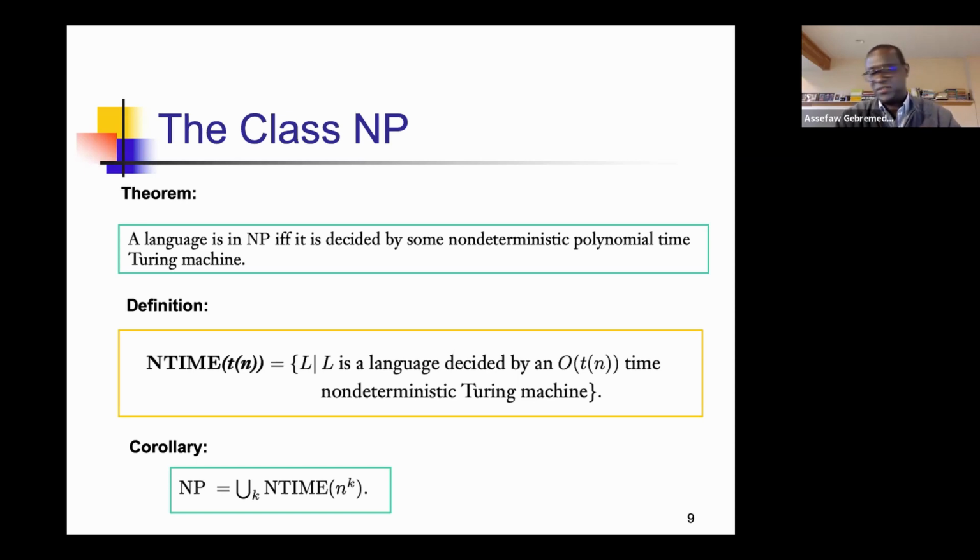When it was deterministic, we don't put a D in front of it. Now, when it is non-deterministic, we put an N in front of it. And now what we say is we will call this class the class decided by a polynomial time non-deterministic Turing machine. And so the theorem was: a language is in NP, the way we defined it earlier, if and only if it is decided by some non-deterministic polynomial time Turing machine.